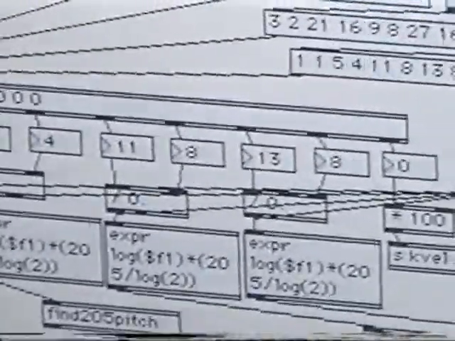Okay. And with this other program, we can see the notation. Now, let me see if I can pull that other one up, though. 205 keyboard 1. There it is.